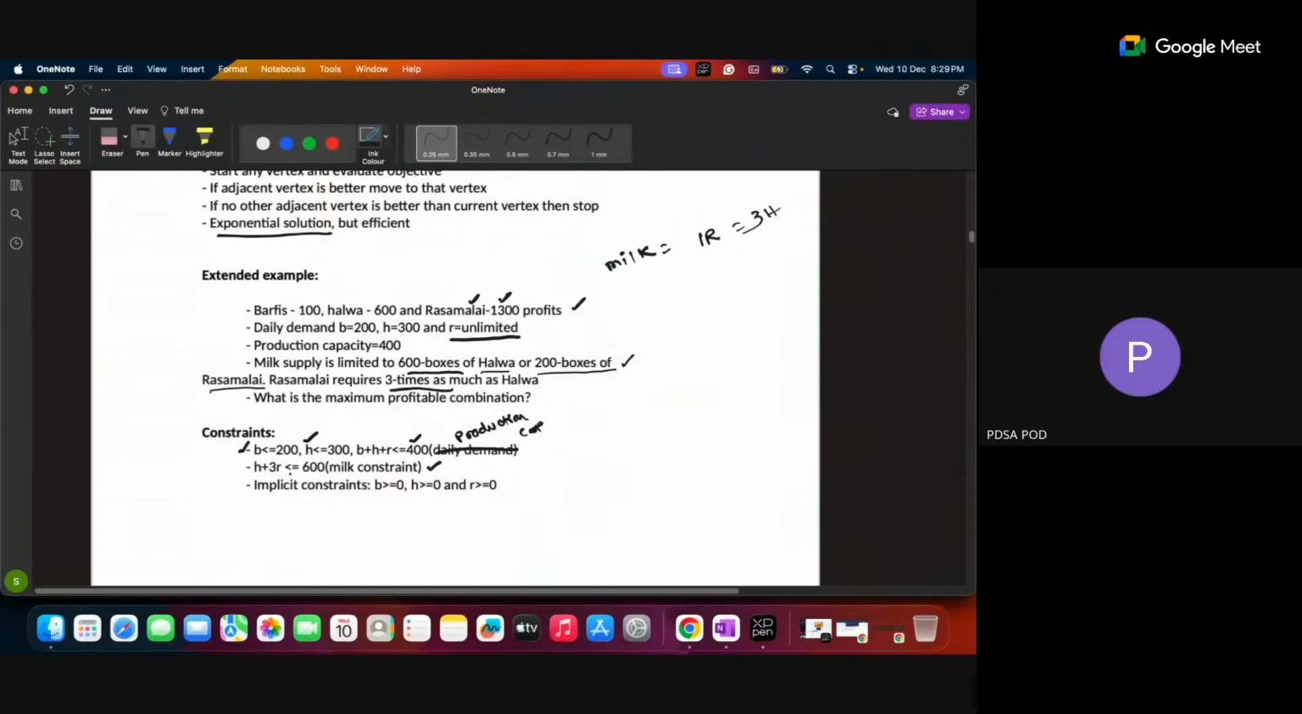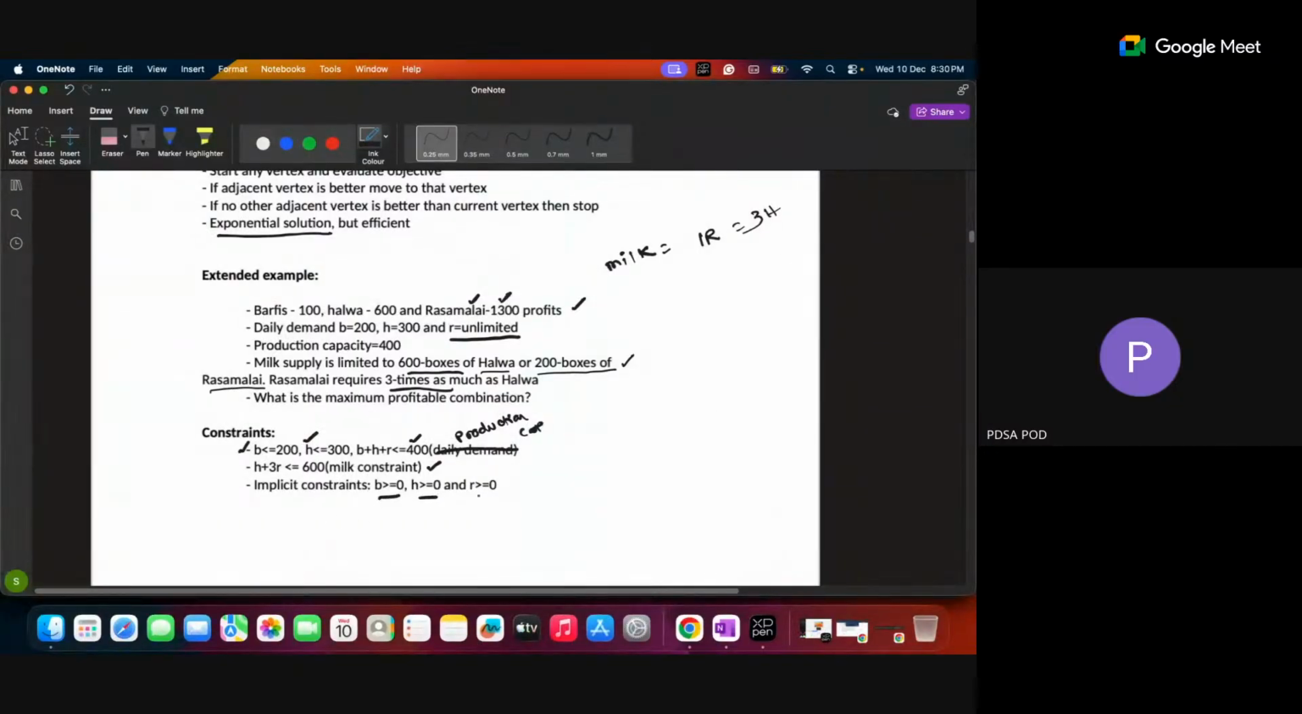And one more constraint, which is the interesting constraint: halwa plus 3 times rasmalai, which requires that at maximum we can use only 600 liters of milk, or 600 boxes combined together of halwa and rasmalai. The milk quantity available is only for 600 boxes, so not more than that.